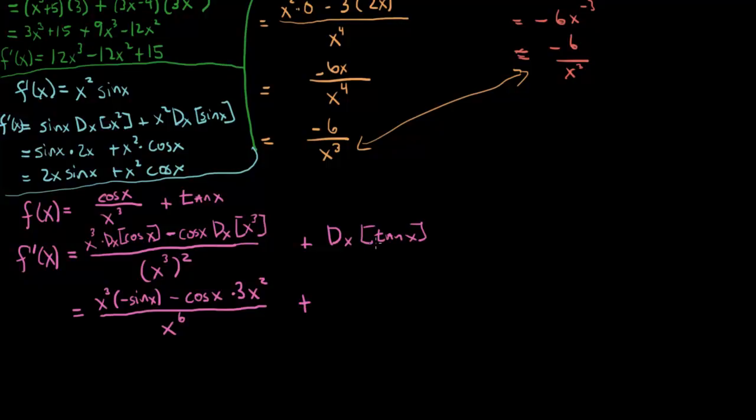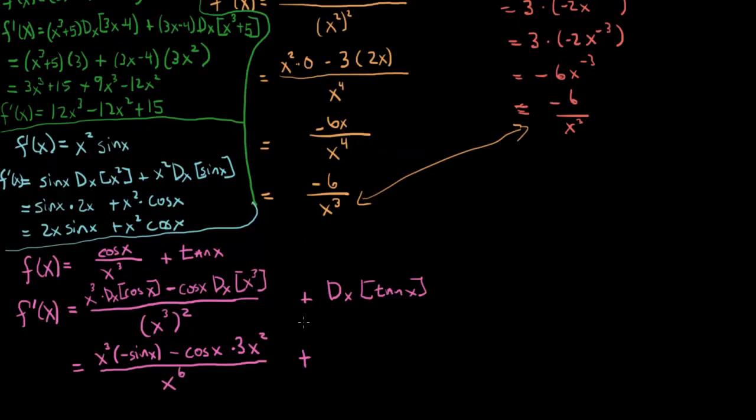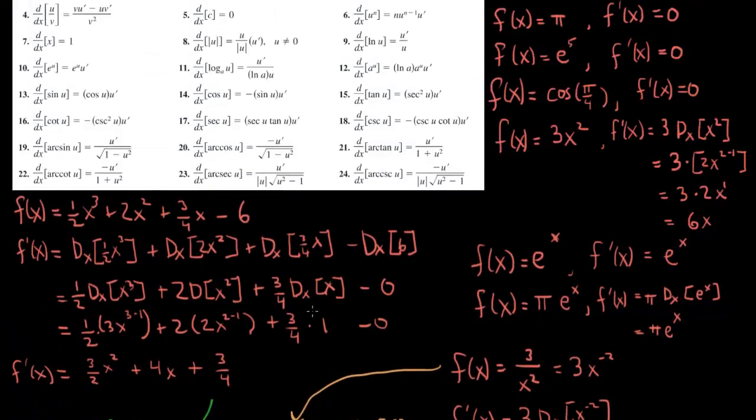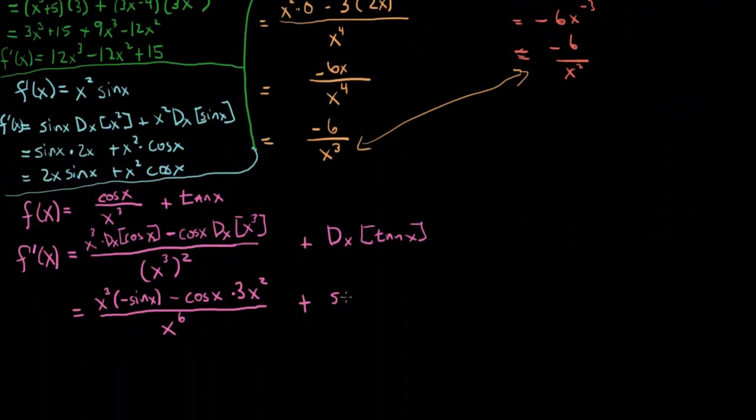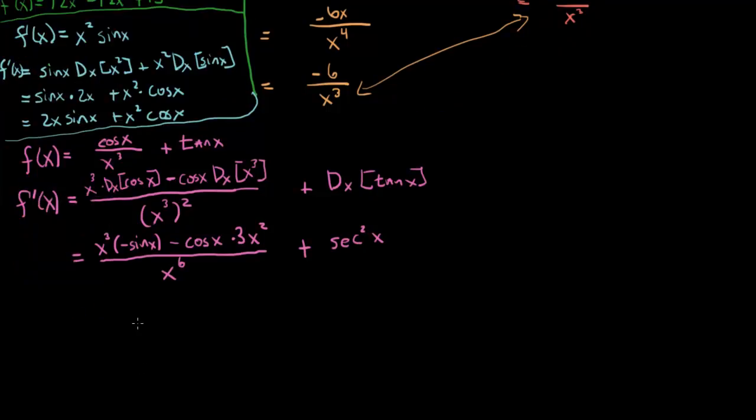Now plus, what's the derivative of tangent of x? Now, if you go back up here, it's one of those things you just need to have memorized. The trig functions, there's a lot of them. We have 6 plus the inverses. But you see here on rule number 15 that the derivative of tangent is secant squared. So, secant squared x.